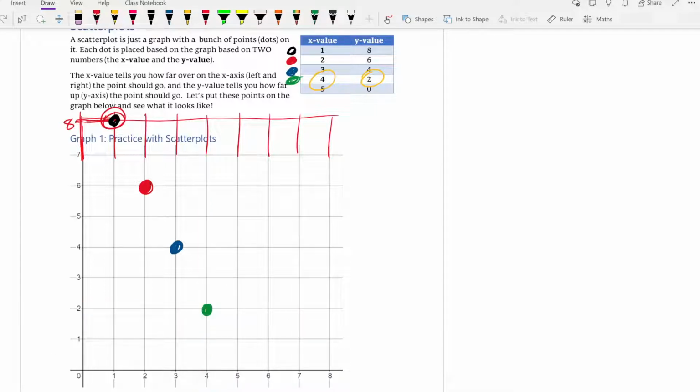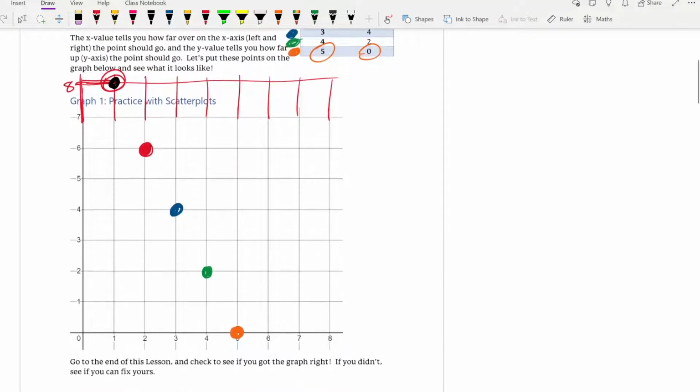Make a note, you do not need to color coordinate these. I just find it helpful, so after the fact I can know what I'm looking at. I'm going to use orange for this last point. This last one has an x value of 5, which means it's going to come up from here. It has a y value of 0, which means it's going to lie right along there. So this point is going to be right on this line, right there. And there we go. Those are the points for the first graph.